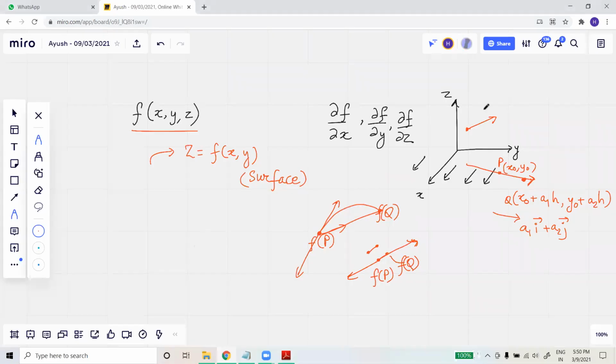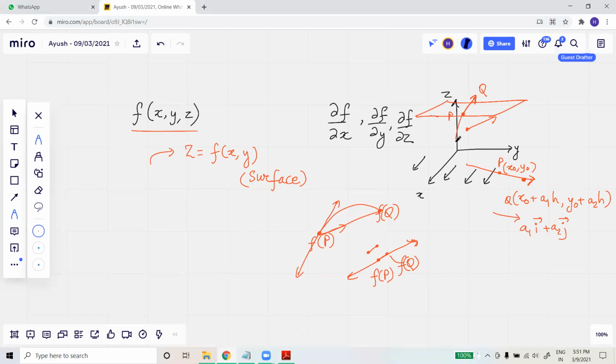Okay, are you understanding? So PQ might be something like this. Even though the distance between P and Q is very small, it's h, the PQ distance will be like that. But still, if P and Q are not in the same plane, yes.